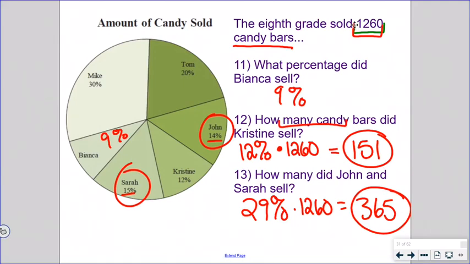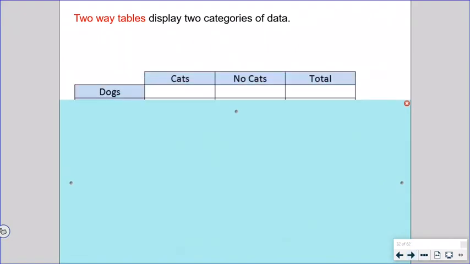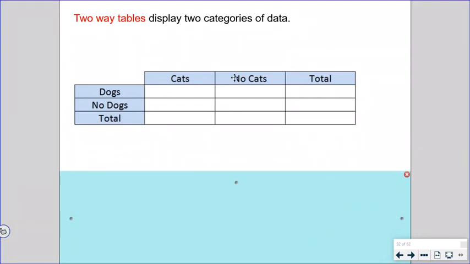Good work. Next thing is very important. Two-way tables. Two-way tables display two categories of data. Now, we're going to make a problem up together.